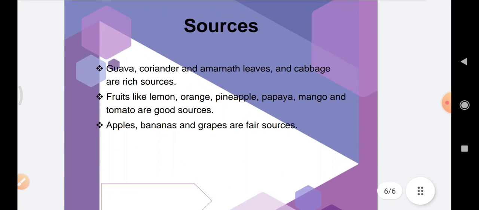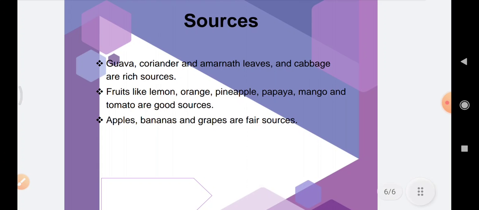Now, what are the sources of vitamin C? Guava, coriander and amaranth leaves and cabbage are the sources. Fruits like lemon, orange, pineapple, papaya, mango and tomato are the good sources. Apples, bananas and grapes are the fair sources. So this is all about vitamin C.